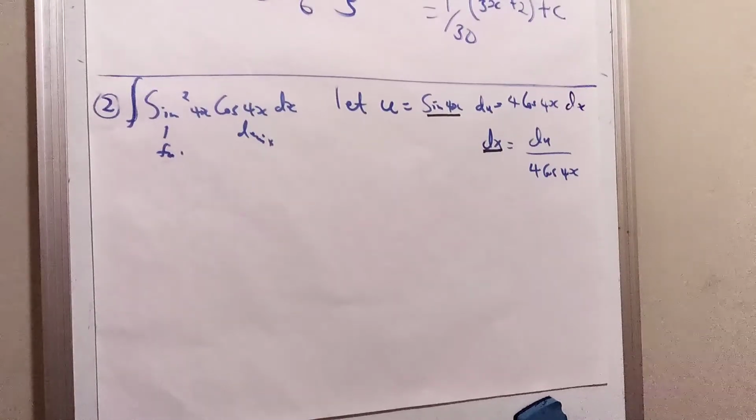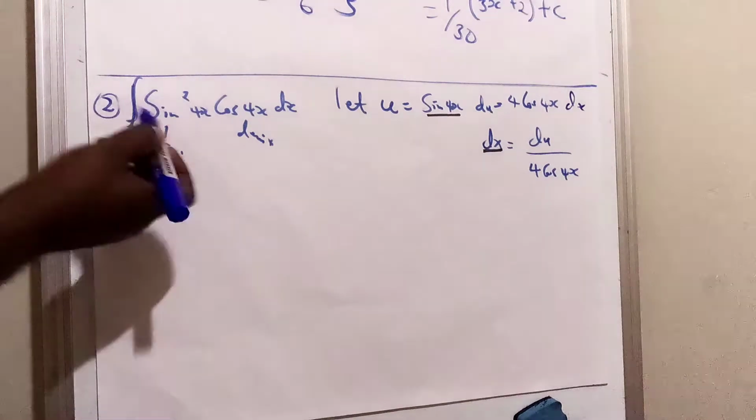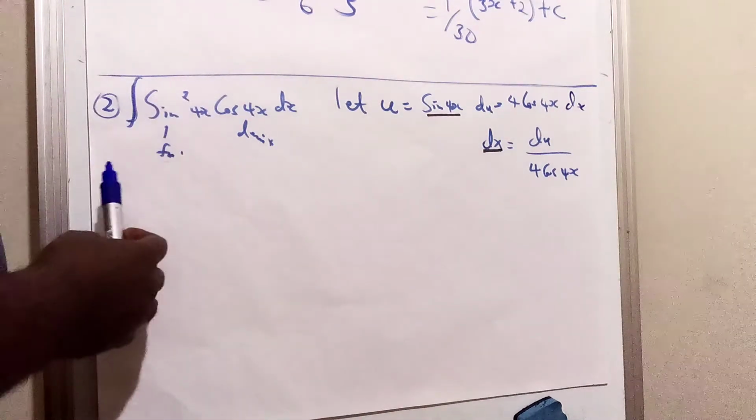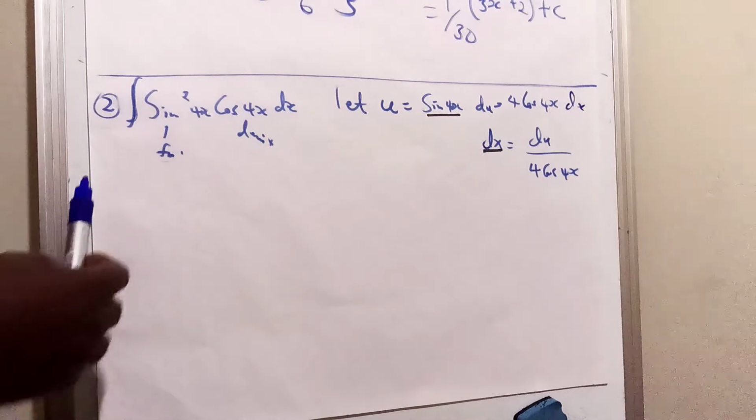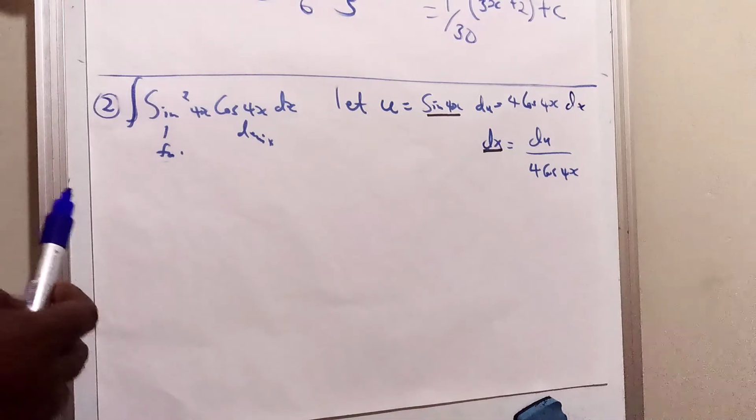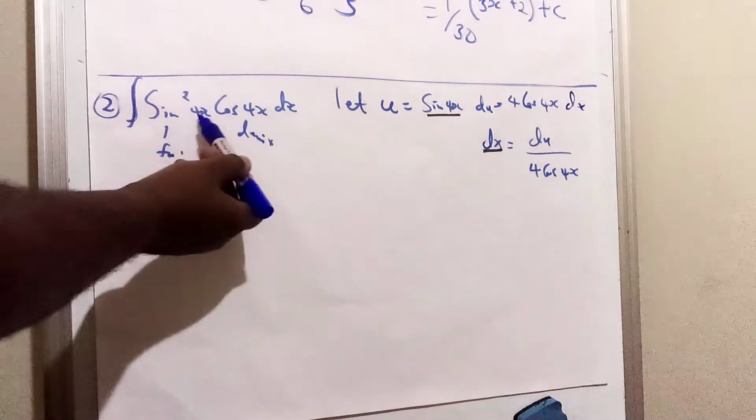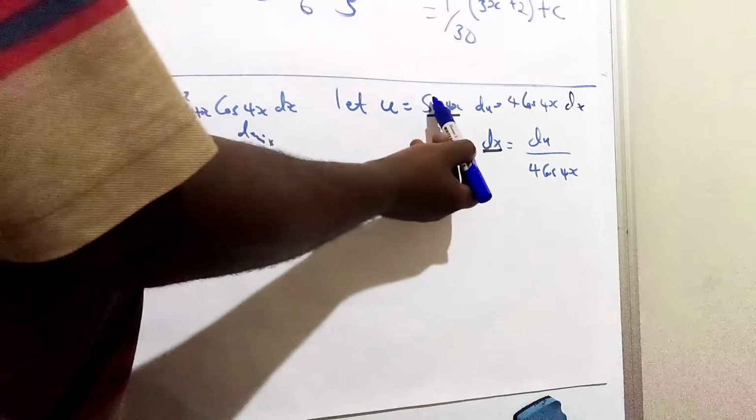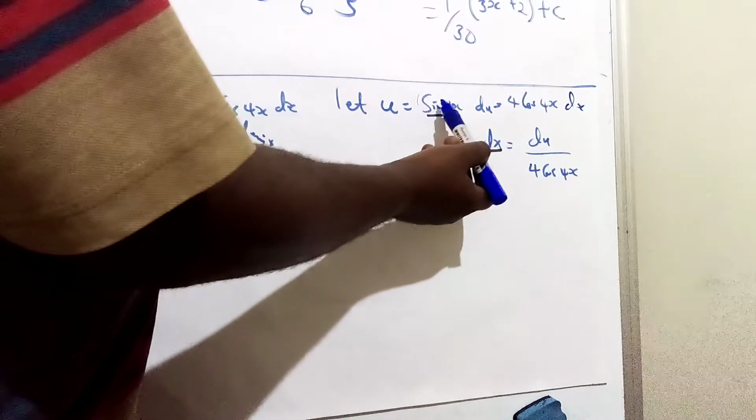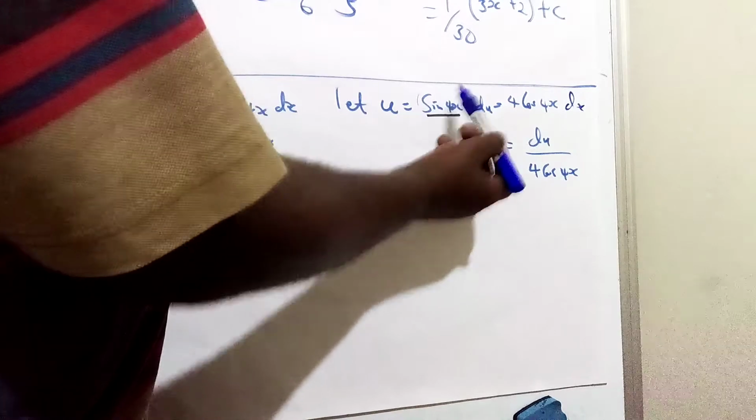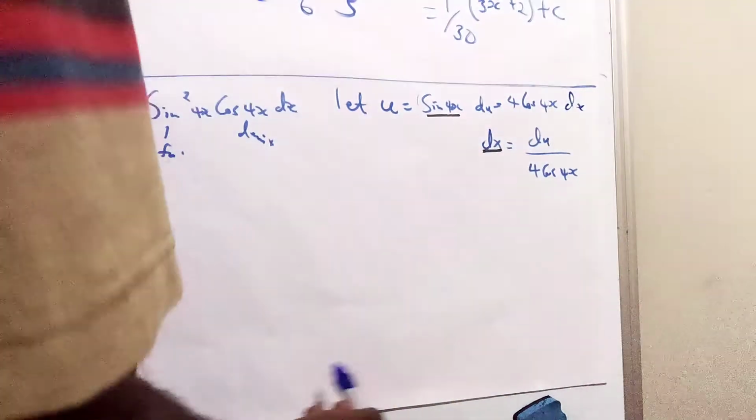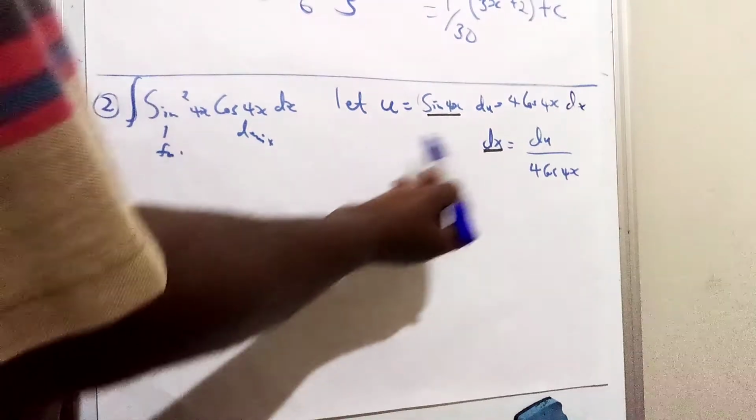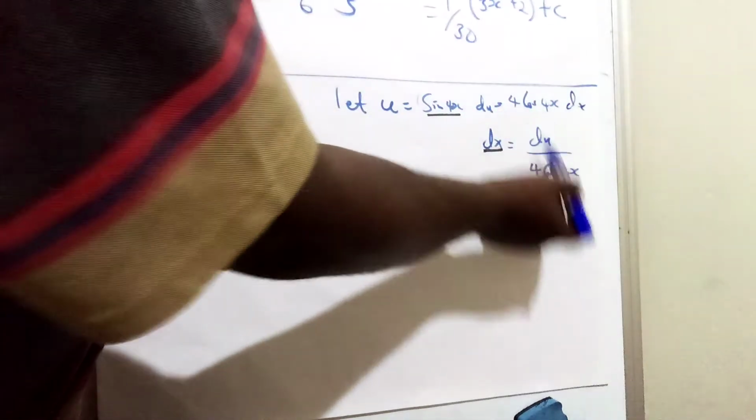Now, if we have a function such as sine squared 4x cos 4x dx, it should be easy for us to look at the term with a higher power. It should be the variable we change. So if we let u equal to the sine of 4x, definitely du will be, you differentiate sine to get cos, then you multiply by the derivative of the angle. So that should give 4 cos 4x dx. That means that we shall get dx, which is du over 4 cos 4x.